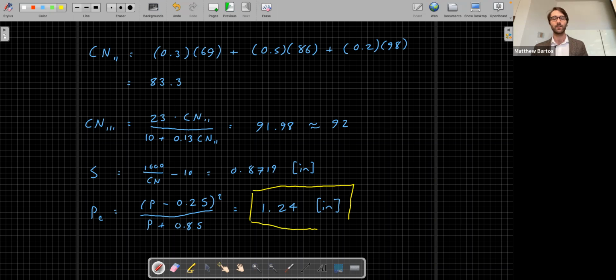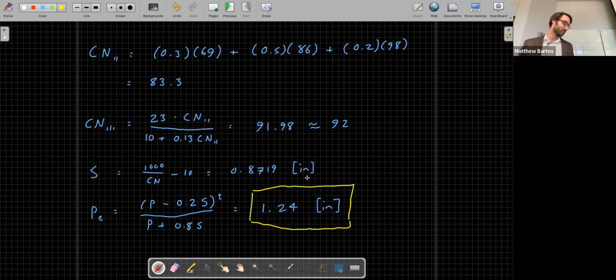Okay, and note, as some of you pointed out, this equation for S is in inches. So this wouldn't necessarily give you the same answer if you were using a different unit system. SCS method is a method that was developed in the United States, mostly used in the United States. So it uses units of inches here.